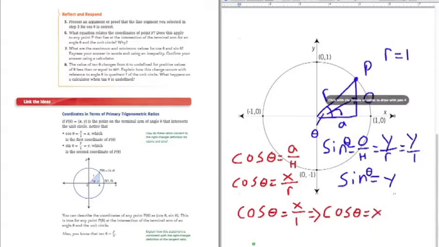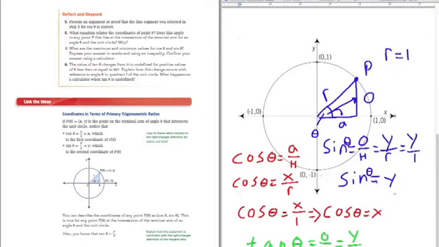Now, the last trigonometric function we need to know, or the last of the primary three, is tan. So tan theta is equal to opposite over adjacent, which, in what we've been looking at here, opposite is y and adjacent is x. So tan theta is equal to y over x. So these are the three trigonometric functions that we will need to know.